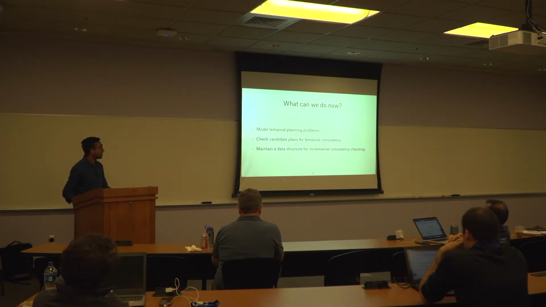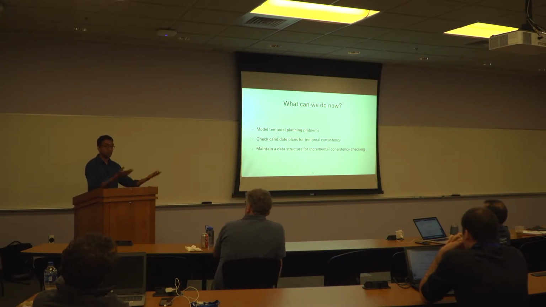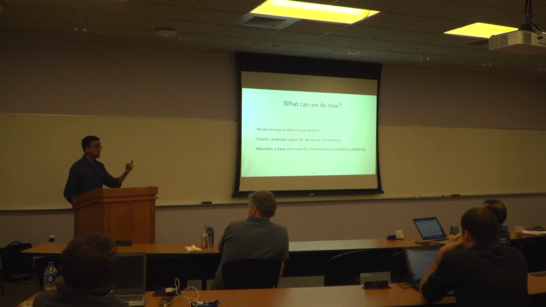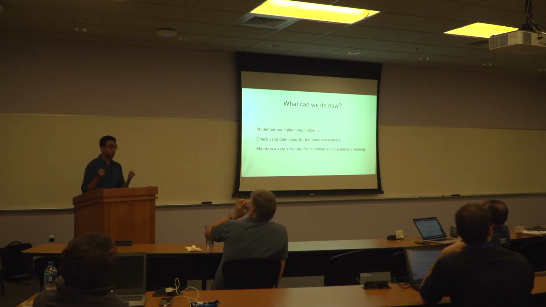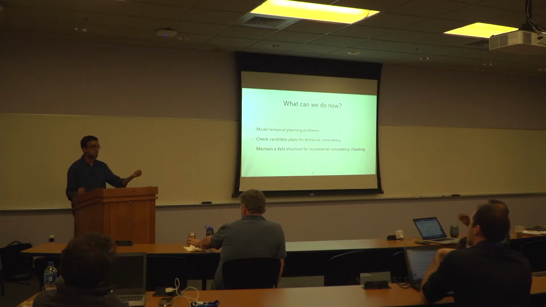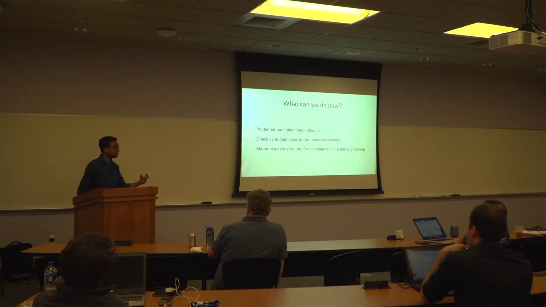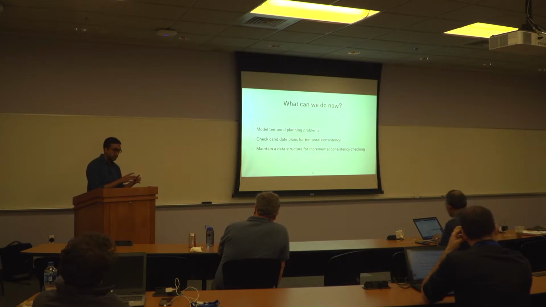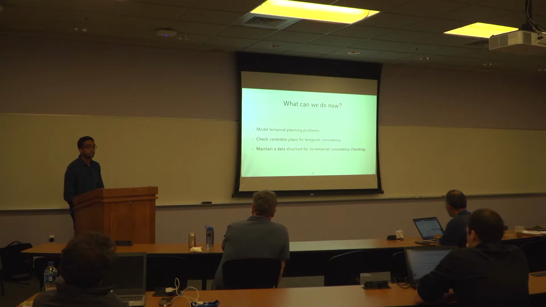Second, we know how to check candidate plans for temporal consistency. The easy way for us to do this is either one, just throw it into an LP solver and call it a day, or two, convert it into a distance graph and check for a negative cycle. And then three, we know how to maintain a data structure that makes incrementally checking consistency relatively straightforward. And in our case, this data structure is going to be this distance graph. We maintain this distance graph for every partial candidate that we generate. And as long as each candidate is consistent, we can use that information as we go forward to consider future candidates.